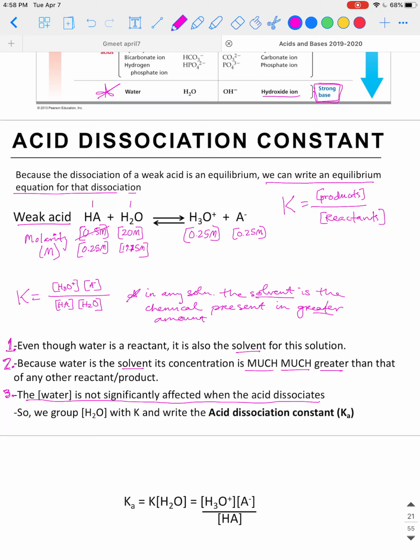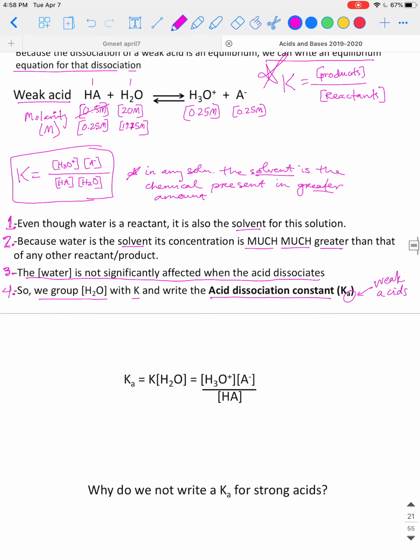Because of this, we're going to make an adjustment to our equilibrium equation, K. And this is just for weak acids. The adjustment we make is statement number 4. What we're going to do is group the concentration of water with K, and we're going to rewrite this and call it the acid dissociation constant, Ka, with a little a right here to indicate that we are talking about weak acids. All right, so this is not your normal K. The normal K is just products over reactants, no adjustments. This is now Ka.